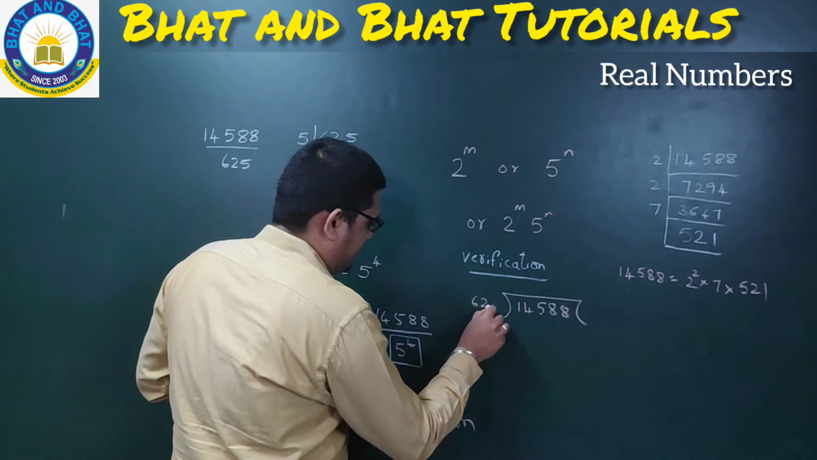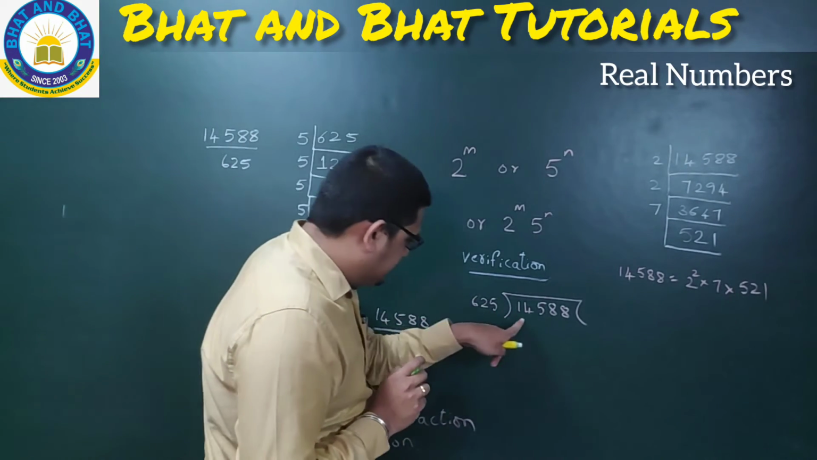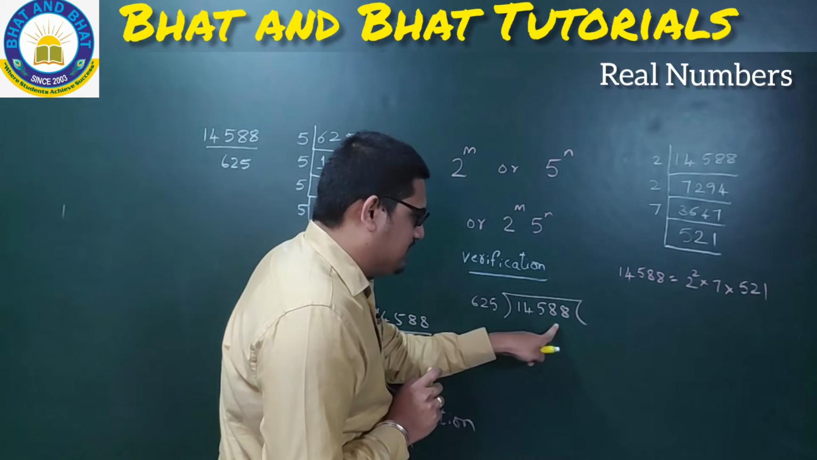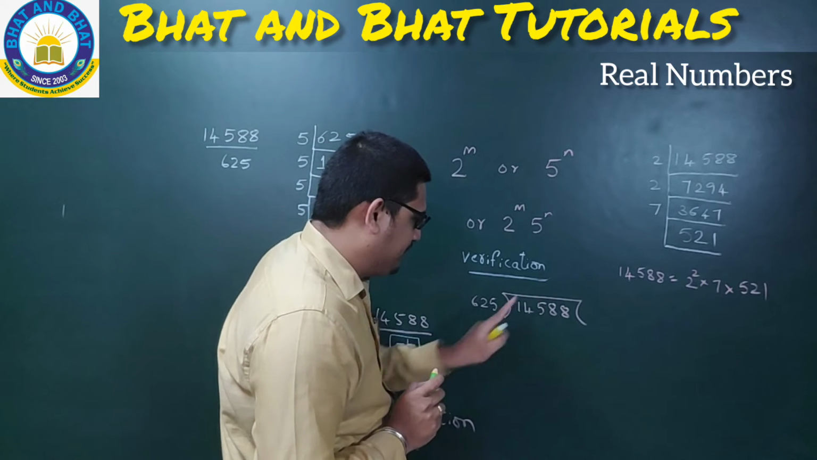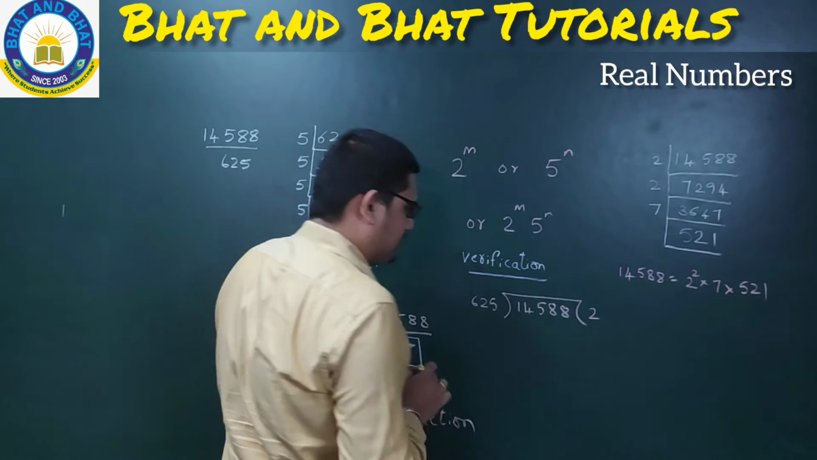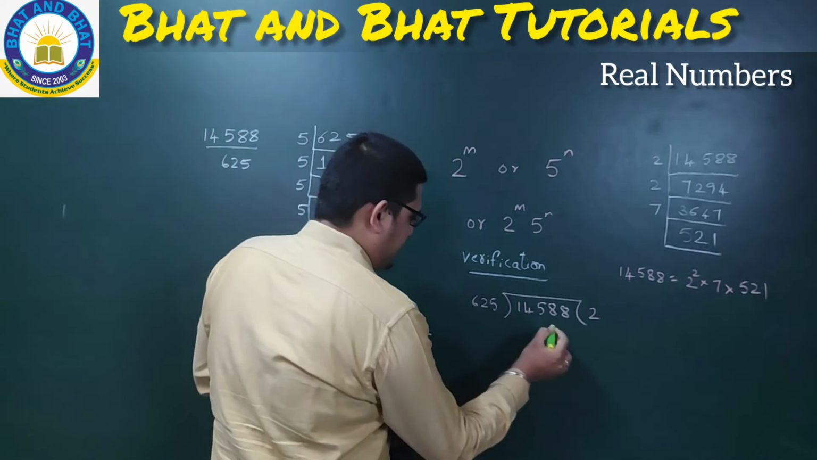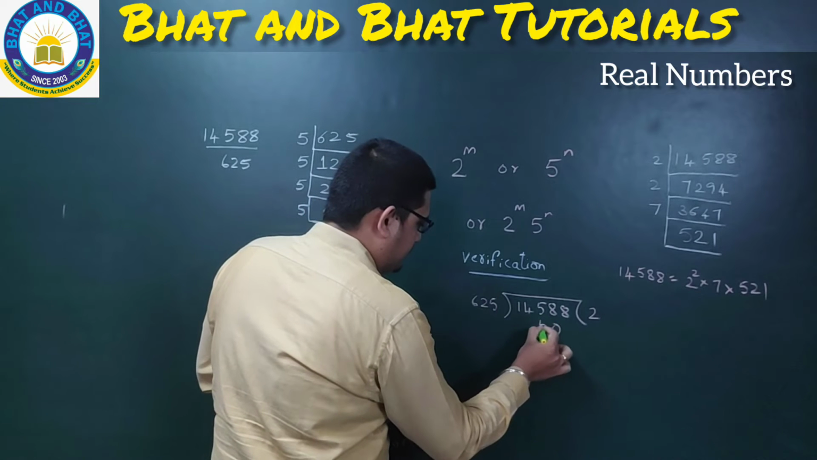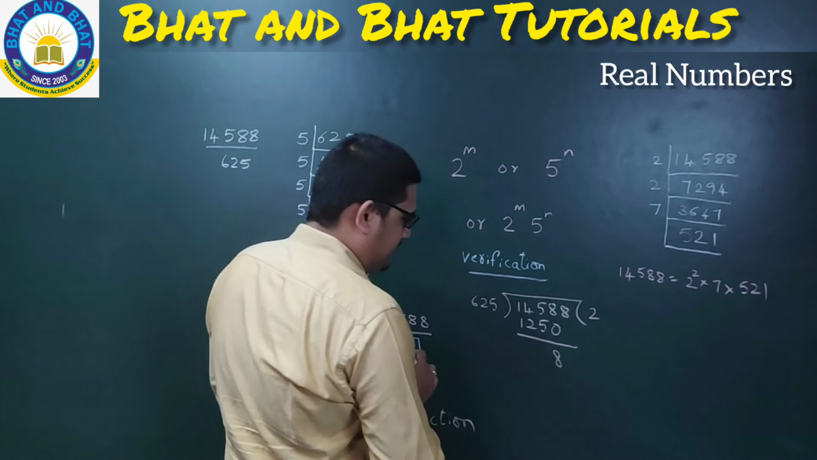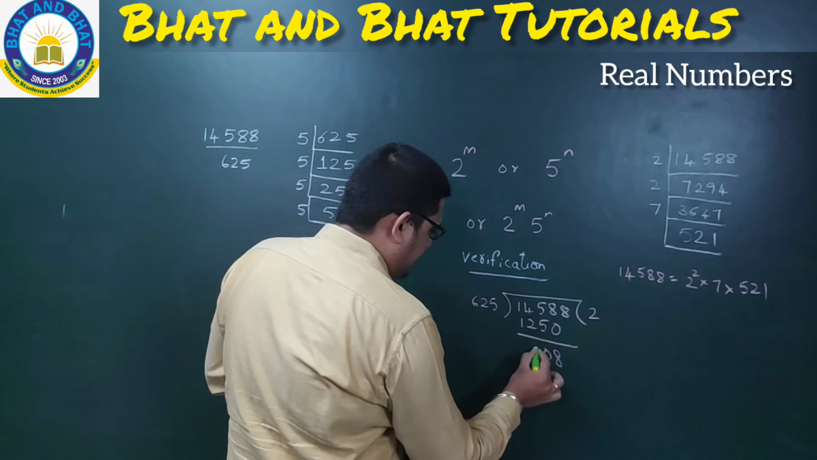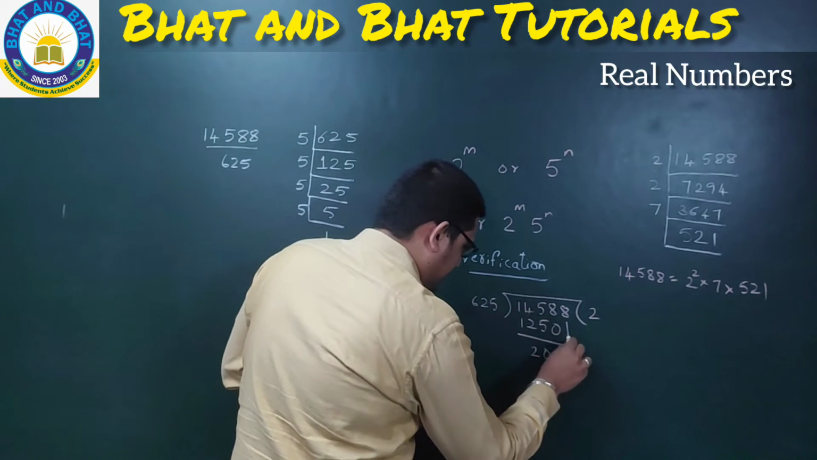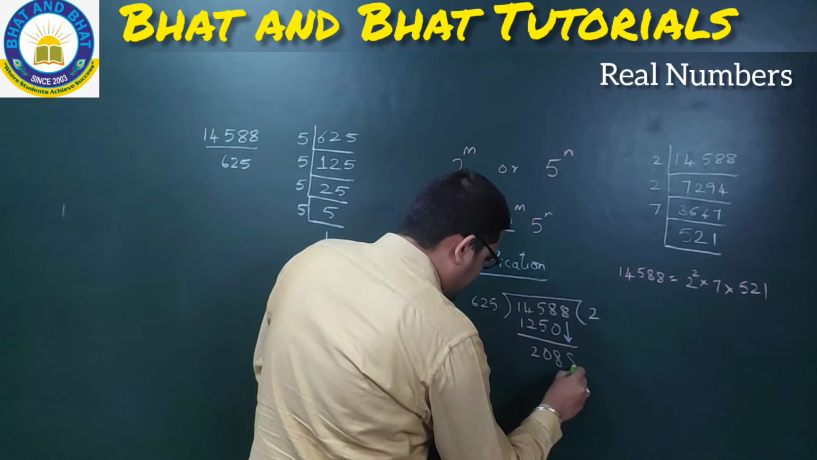So 625. If I take 3 digits, obviously 145 is smaller than 625, so I have to go for the 4-digit number 1458. In 1458, I have 625 here 2 times. If I do it, 2 5s are 10, 2 2s are 4 plus 1 is 5, 2 6s are 12, giving 1250. So 8 is the remainder: 5 minus 5 is 0, 4 minus 2 is 2, this gives me 0, 2, not 8. Then I should bring 8 down, so I will get 2088.